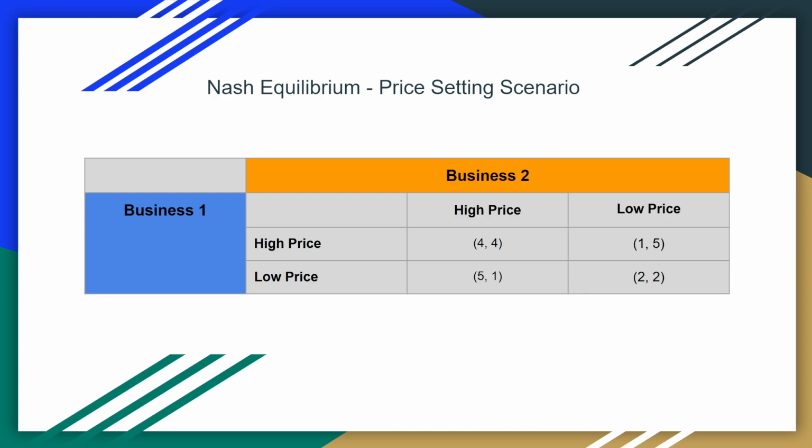These points of stability highlight how rational decision-making works in competitive scenarios. By identifying best responses and understanding Nash equilibria, businesses can strategize more effectively in competitive markets.